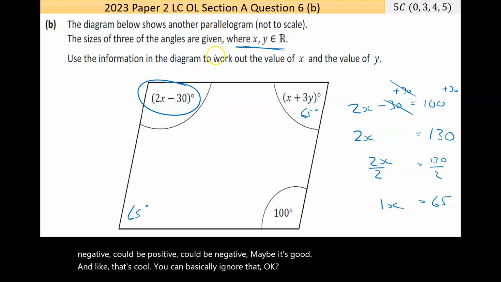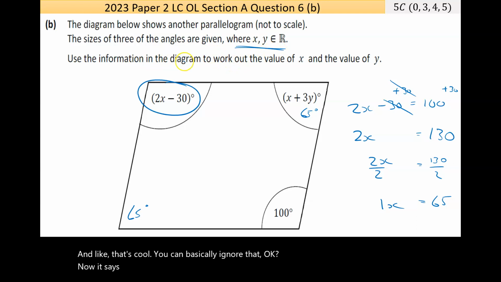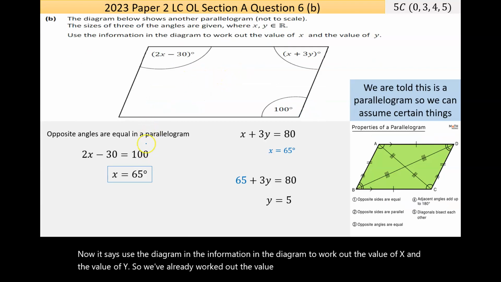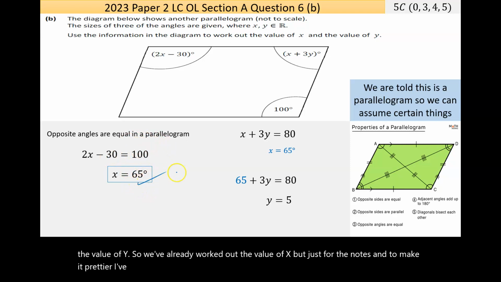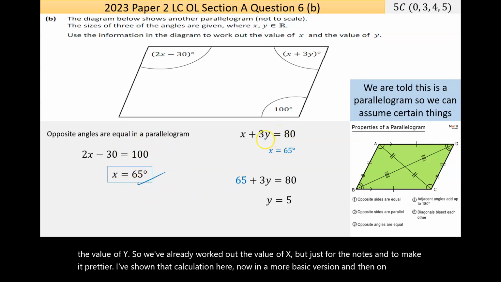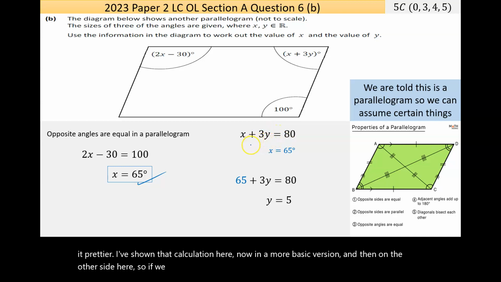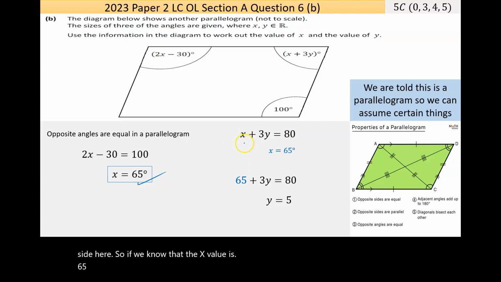Okay. Now it says use the information in the diagram to work out the value of x and the value of y. So we've already worked out the value of x, but just for the notes and to make it prettier, I've shown that calculation here now in a more basic version. And then on the other side here, so if we know that the x value is 65, we calculated that, okay?